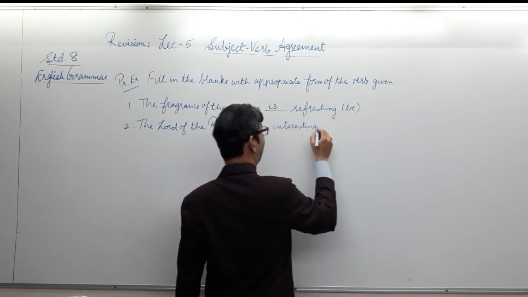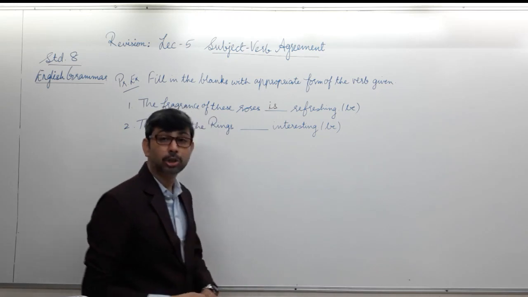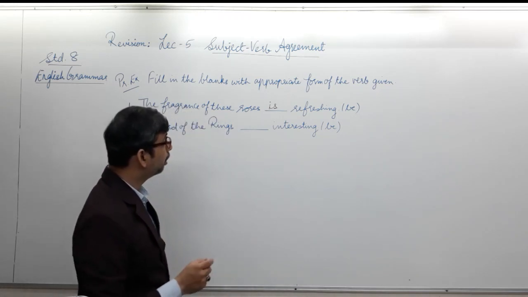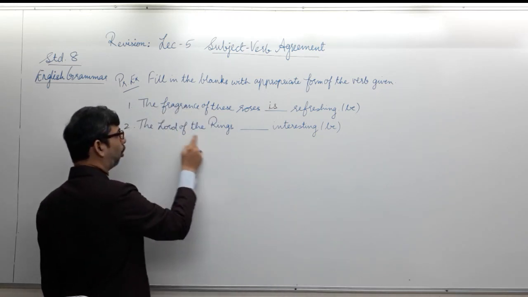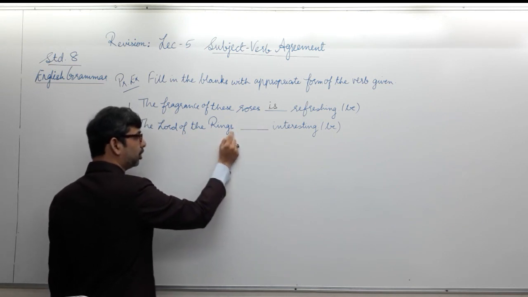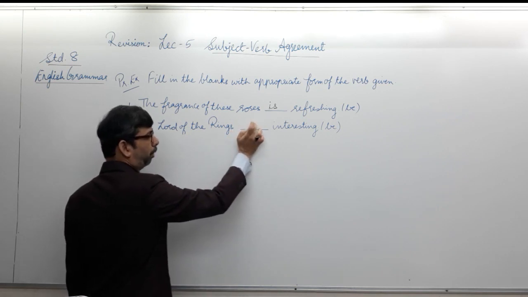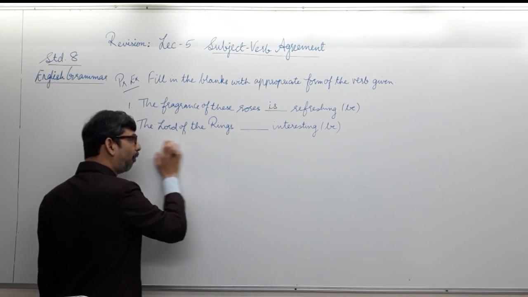And once again we have the word be. So we have to make a choice of one of the members of the be family. The Lord of the Rings. Think about is or are. The Lord of the Rings, just because it has an S inside it, it's plural, it does not become plural over here. We are talking about the name of a movie.